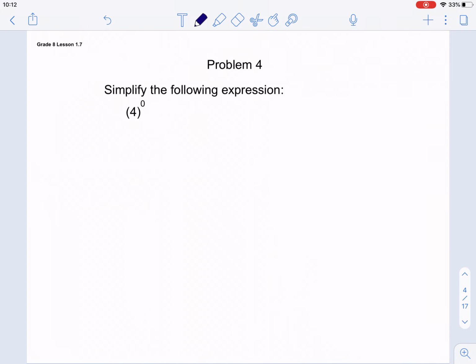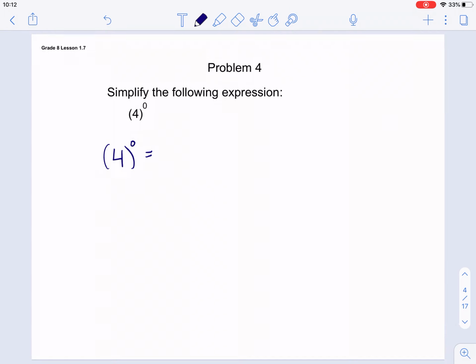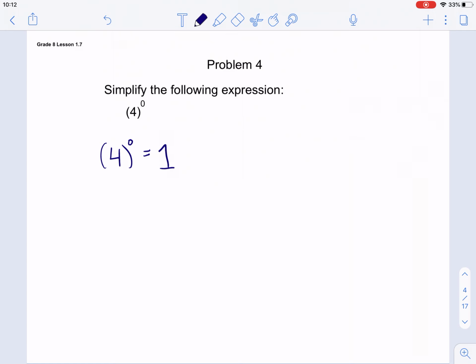And problem 4. Simplify the following expression, 4 to the 0 power. Take a second to copy down the question. 4 to the 0 power, any number or any expression raised to the 0 power is equal to 1. So 4 to the 0 power is 1. If I had x to the 0 power, x to the 0 power would just be 1. If I had x, y together raised to the 0 power, it would still be equal to 1.